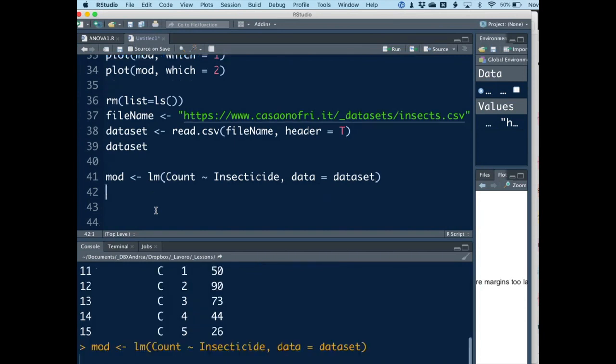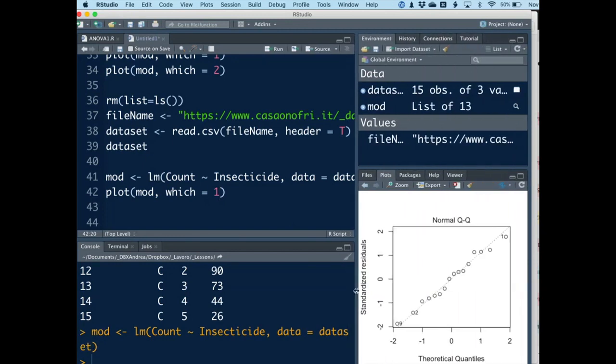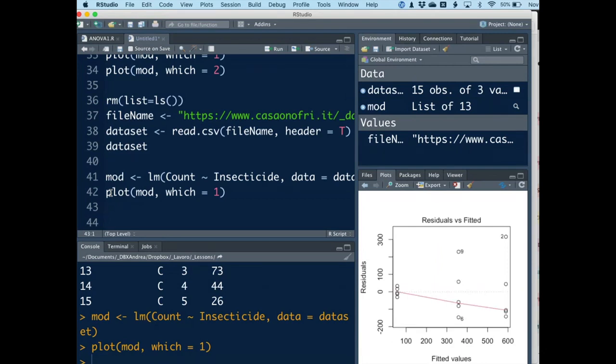So that's the model. Then we inspect the residuals. Simple, we do plot(mod, which=1). And then we get the first graph, the residuals against the expected. And here we go, and look, we see the funnel here.